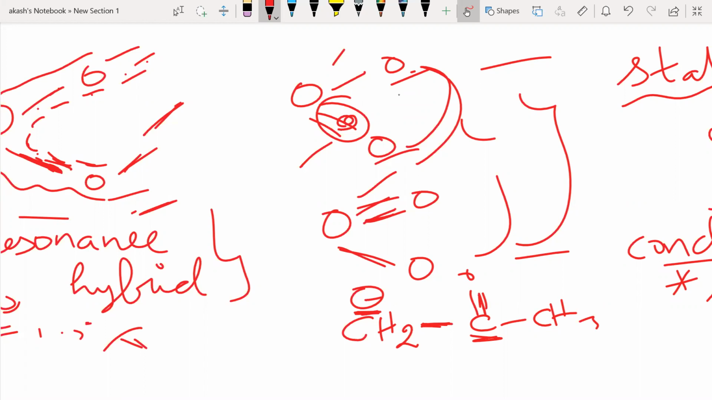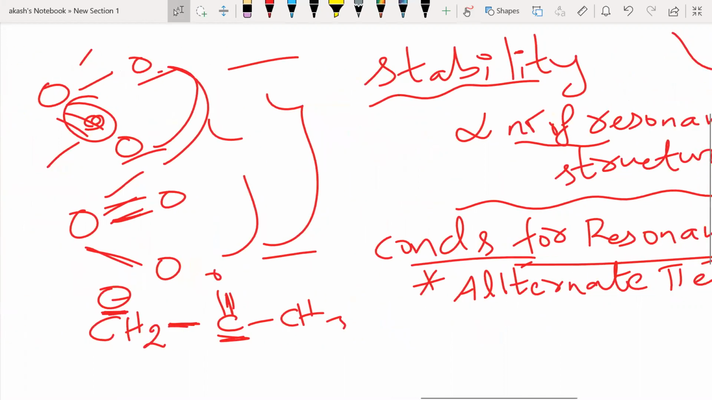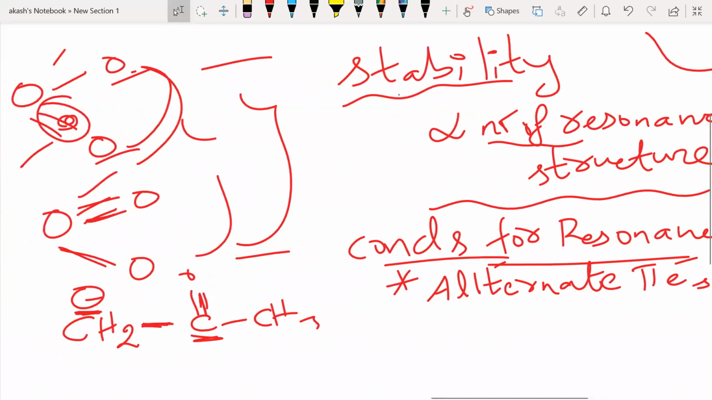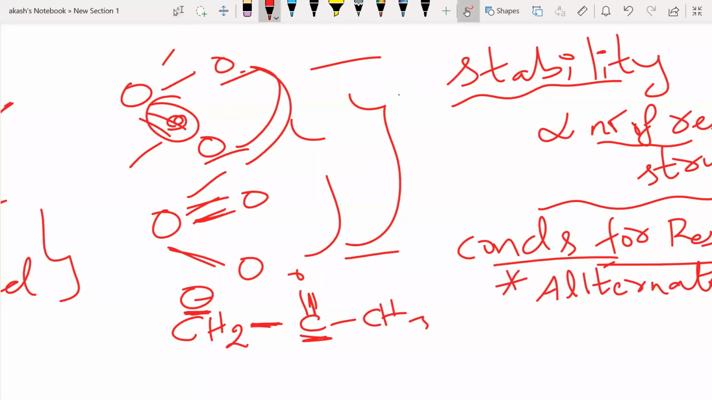Now the next condition. You see the pi cloud is moving. In the case of ozone, the pi cloud is moving. What will happen basically? This oxygen atom had a lone pair, and this lone pair is going here and making a bond. So obviously, the oxygen atom I'm talking about should have an empty p orbital, or some kind of empty orbital, so that these two electrons can be accommodated here.